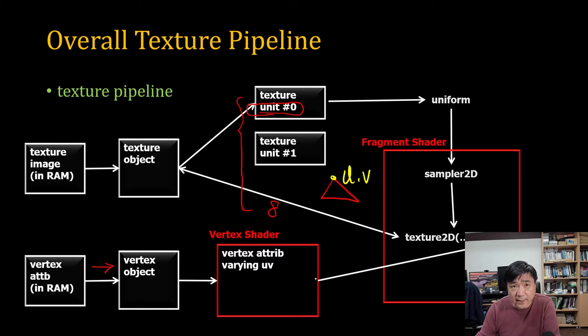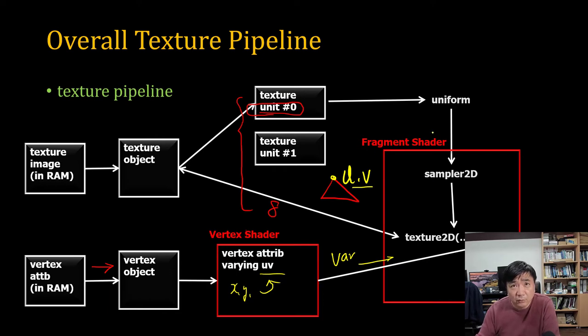then we can send it to the fragment shader by varying. So the fragment shader can use it as input. In the fragment shader, each fragment has some UV coordinate through the varying. Or we can calculate it from another vertex attribute, for example the XY coordinate. Then we can calculate the UV coordinate, and it will be sent with the varying.